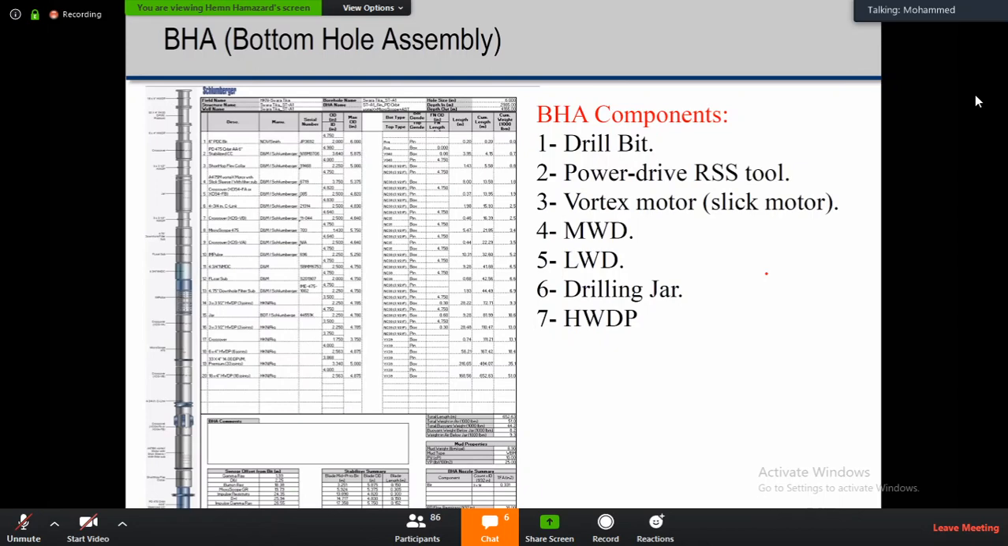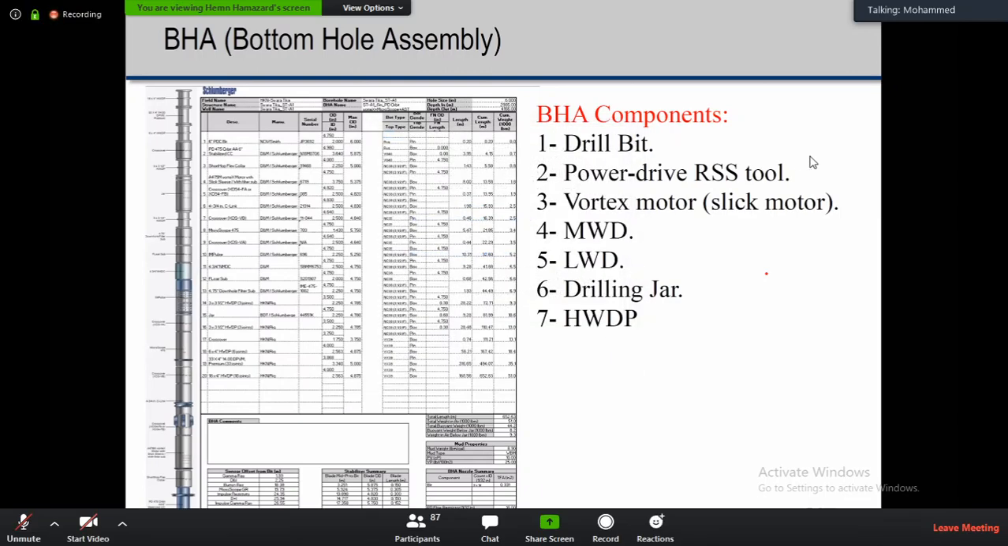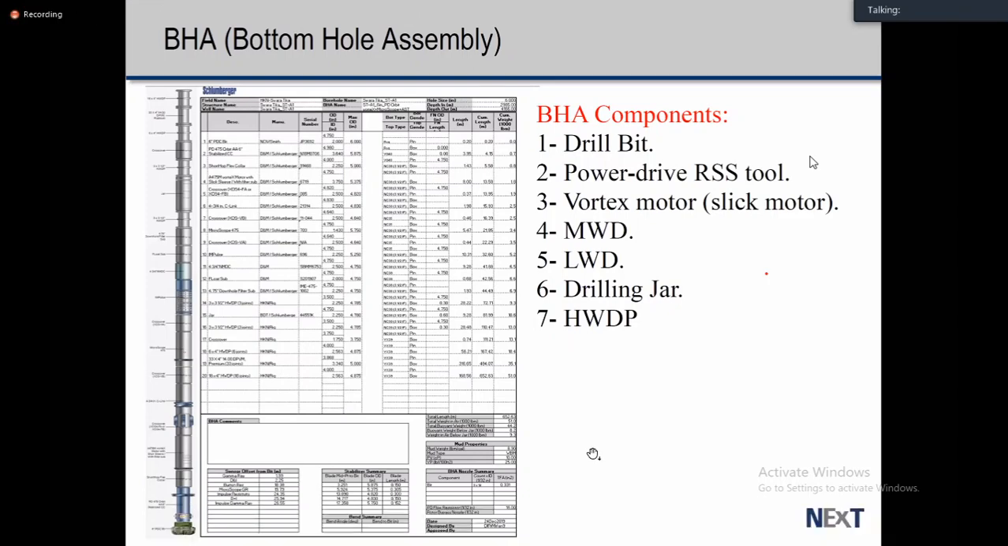Kakilan says, in multiple reservoirs with one start point, I mean a single well, where one reservoir is directional, how do we plan the casing, and both of them have the same plan at the point of deviation? Kakilan, can you unmute yourself? Okay. Any other question?